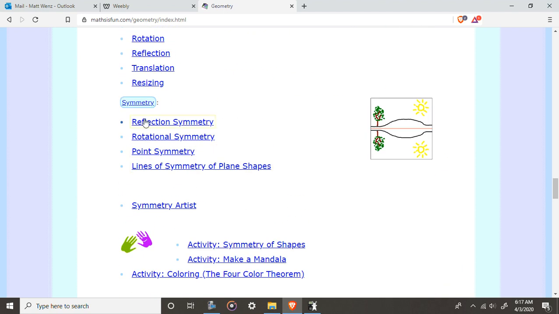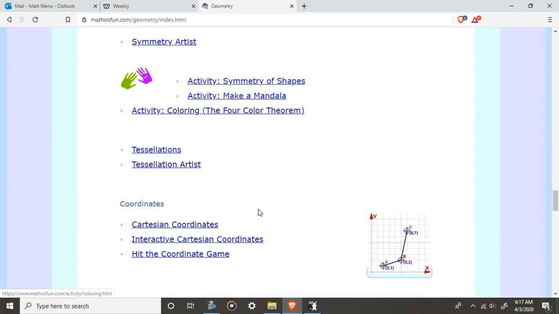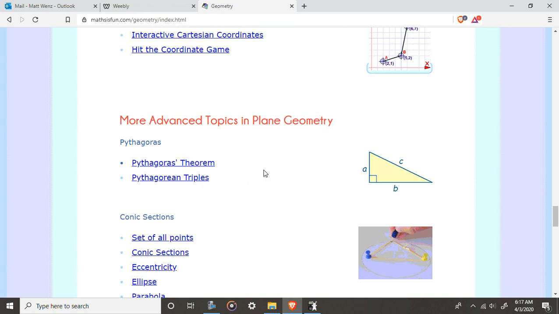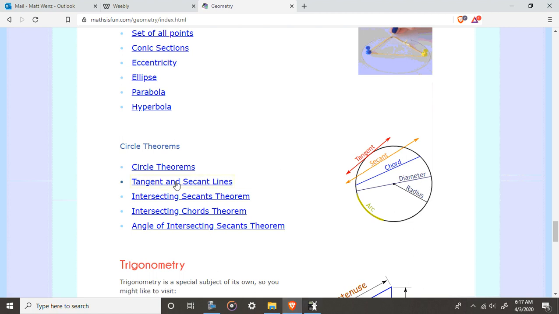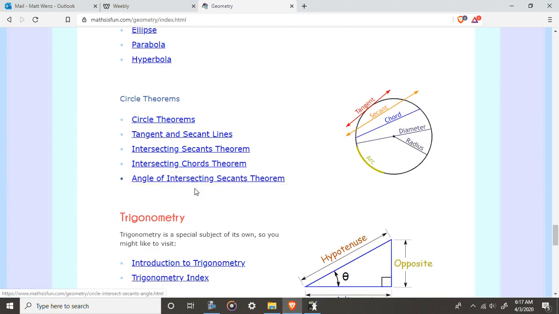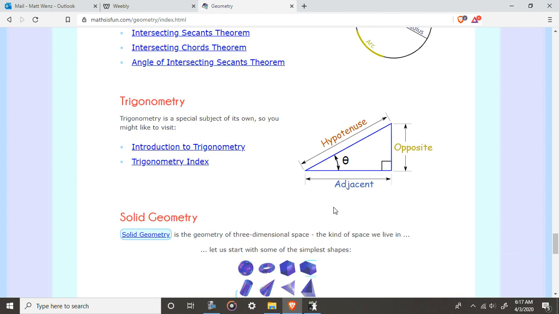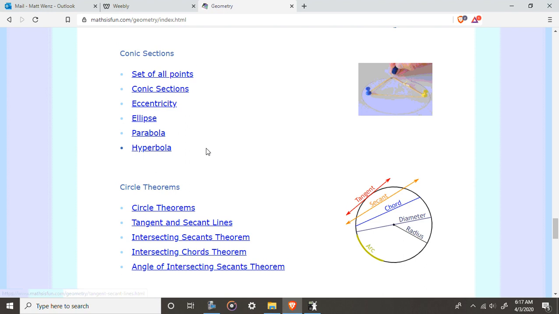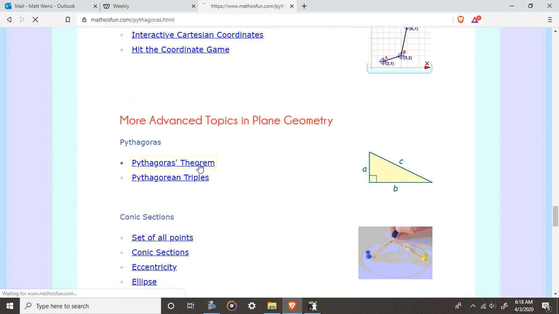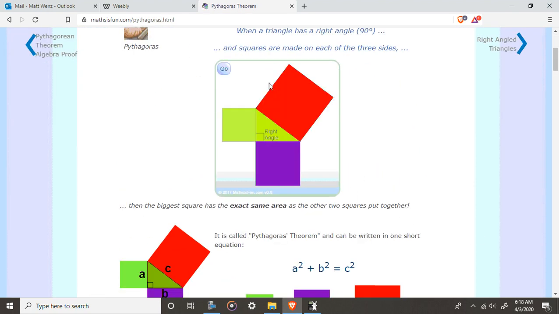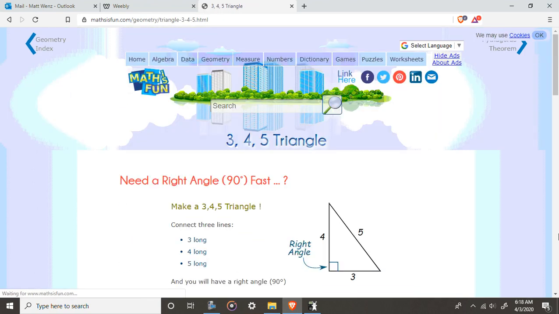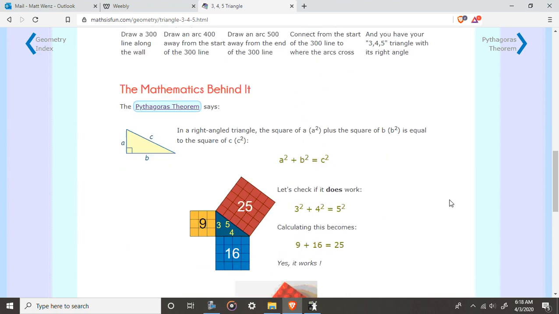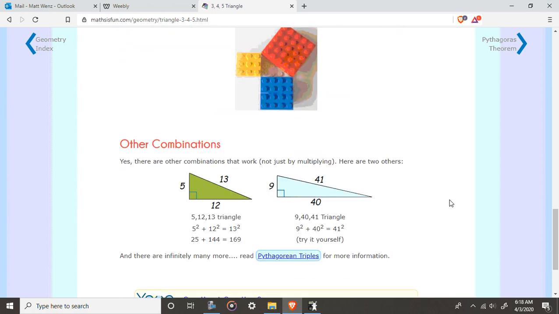But again, things we've talked about: reflection, rotation, point symmetry, coordinate planes, Pythagorean theorem, all this kind of stuff that we talk about: circle theorems, tangent secant theorems, things we've talked about. Trigonometry. This picture should look familiar to you guys because I stole it. Okay. So again, there's some really good things on here. There are some interactive things. I think there's one for the Pythagorean theorem. There's a couple different proofs on how you would do it. The 3, 4, 5 right triangle, right there. There's all these different things that you can kind of pick out and do.